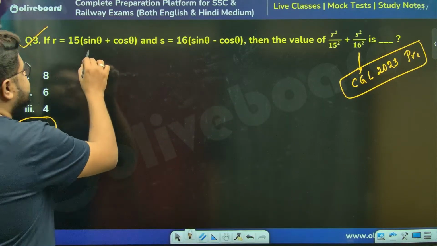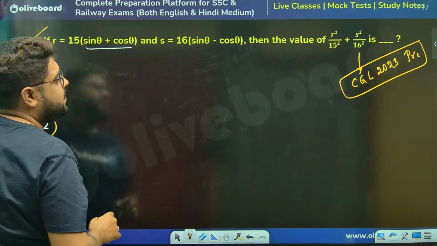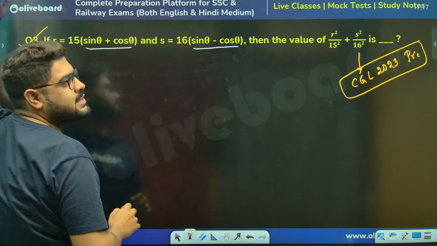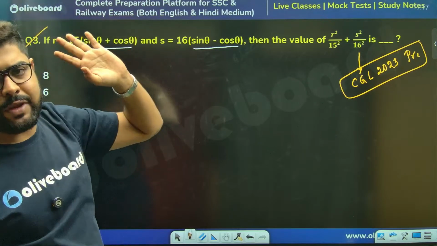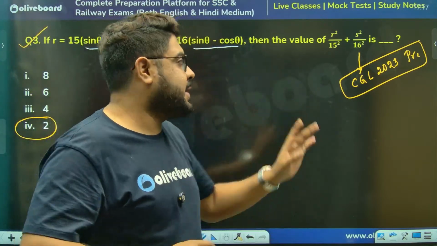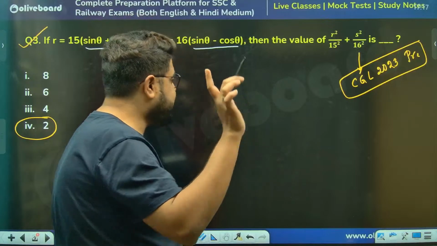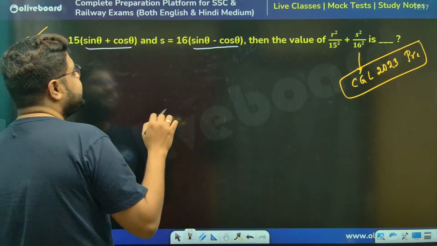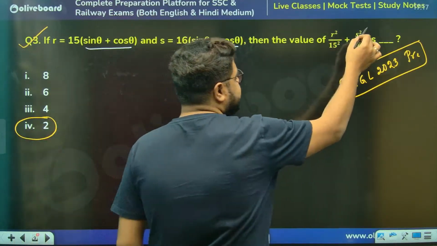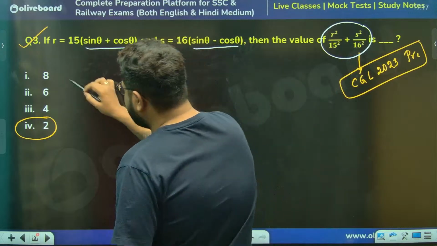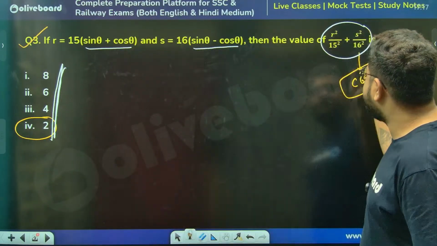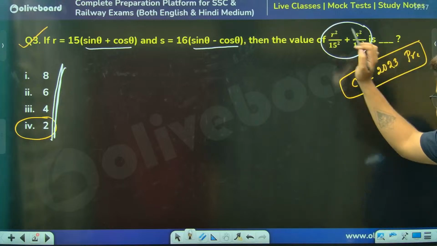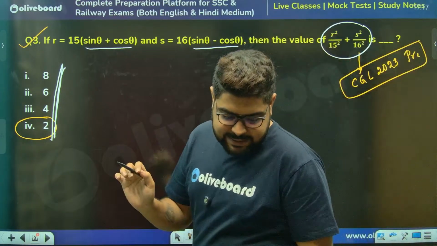Sir, sine theta plus cos theta, sine theta minus cos theta. Now, please understand one very simple thing. There are 2 ways to go, let me show you both. Here they are asking this, and in none of the options is theta mentioned anywhere. Meaning, whatever this value will be, it is independent of theta.